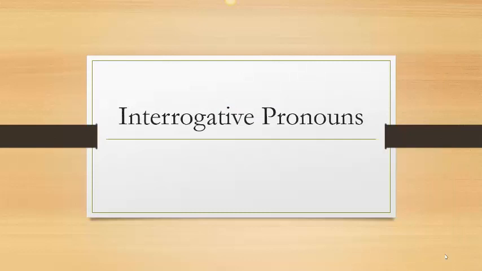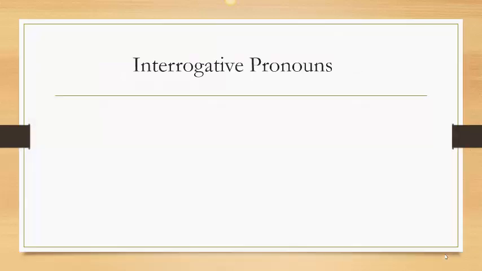Now we have interrogative. So if you remember when we learned about different types of sentences, you have declarative, meaning a statement, imperative is a command, exclamatory is an exclamation, and then you have interrogative. So interrogative means questioning. These are used to ask a question. We're going to talk about 4 interrogative pronouns.